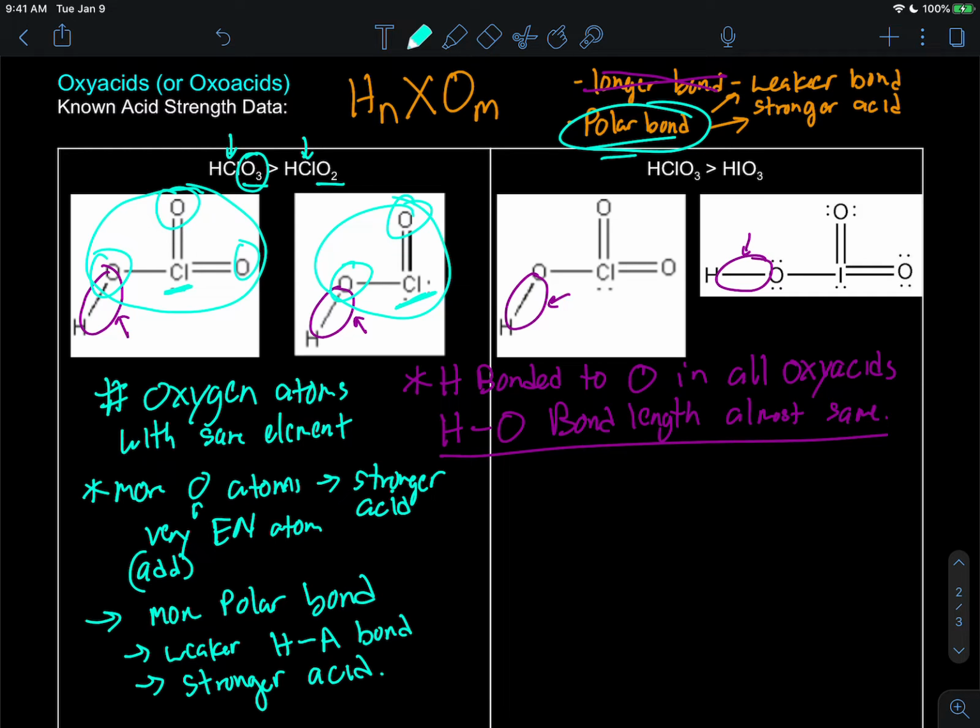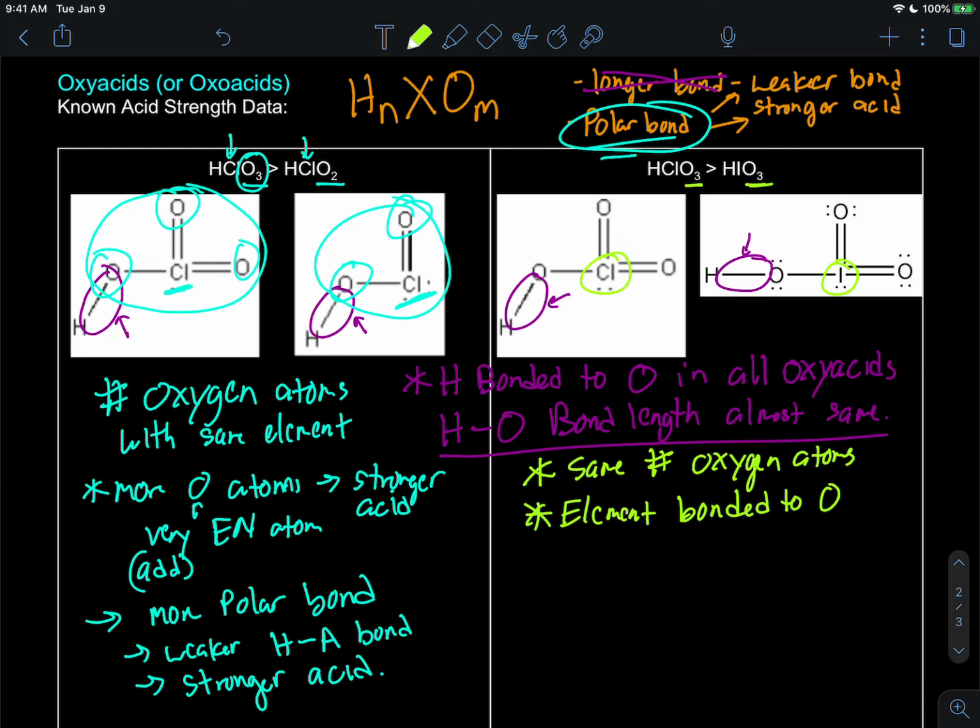Now let's go ahead and move over here to our second type of comparison that we can have. Again, we have the same number of oxygen atoms. So here what we're doing is comparing something with the same number of oxygen atoms. So we can think there that is not going to affect the electronegativity of this whole group. Now what we notice, the only difference here is the element bonded to our oxygen atoms in our oxyacid.